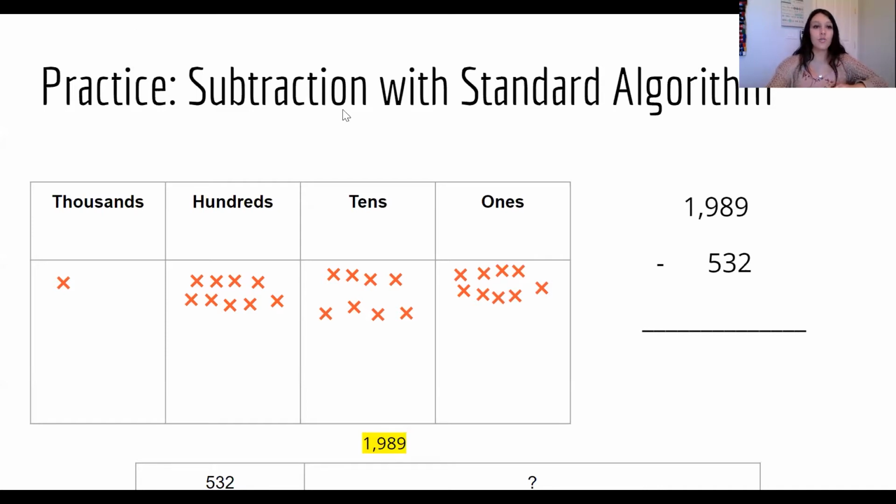So now we're going to put the number 532 in. For 532, I'm going to represent this using a little green check mark. In our thousands place, we have nothing, so I'm not going to put anything in my thousands place in the diagram. In our hundreds place, we have a 5 though, so I'm going to put 5 check marks. And then in our tens place, we have 3, so I'm going to put 3. And then in our ones place, we have 2.